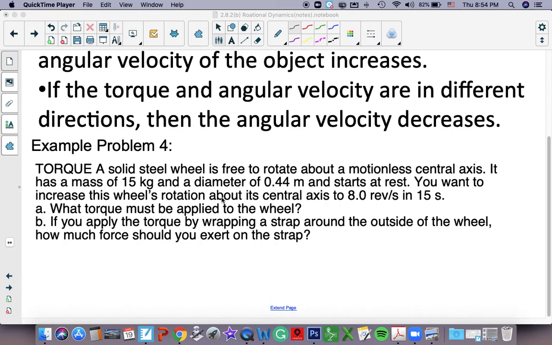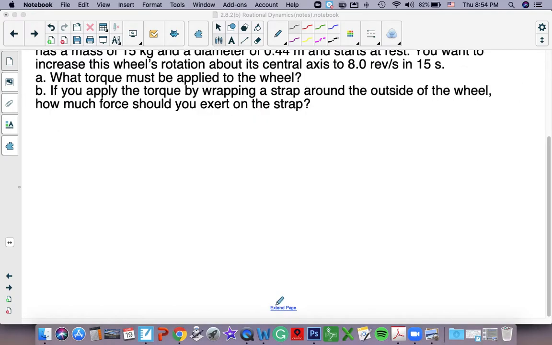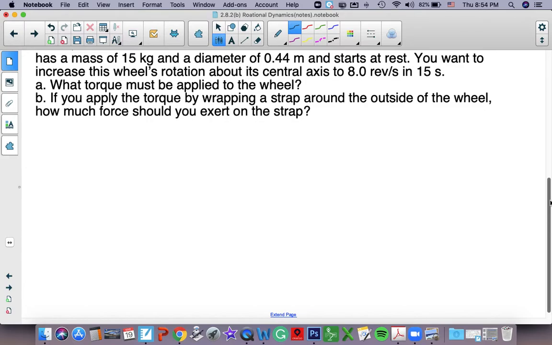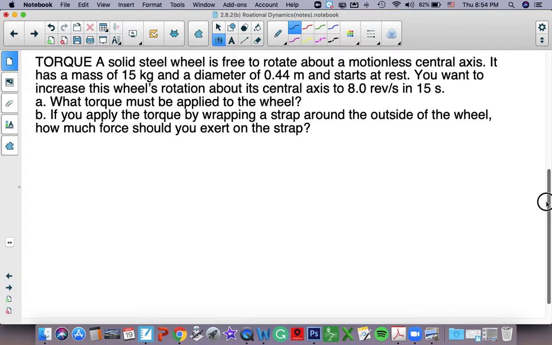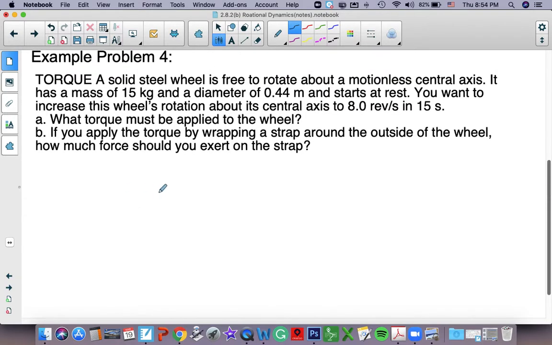All right, so looking at the wheel here. This problem is in your textbook as well if you wanted to double check it. But we need, let's draw a picture here quick. So we have our wheel, and then you have a central axis that does not turn, so maybe that's on an axle or something like that. But this is our wheel.